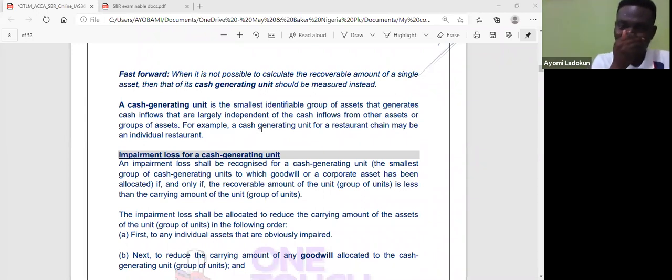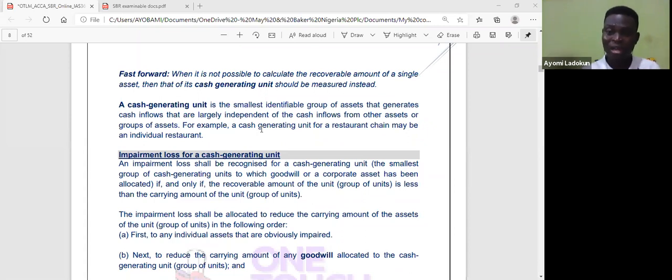If it's a single asset, like we've seen, it's quite easy. But when you have a group of assets, for example goodwill, patent, computers, machines, plant, grouped together, and that group has suffered impairment, how do you allocate the loss to them? A cash generating unit is the smallest identifiable group of assets that generate cash inflows that are largely independent of other assets.